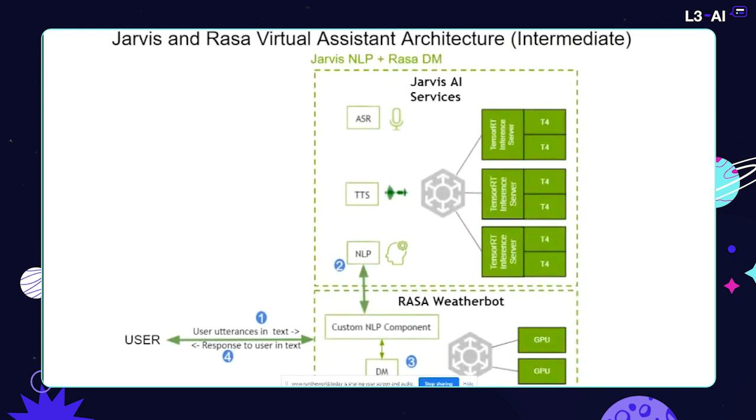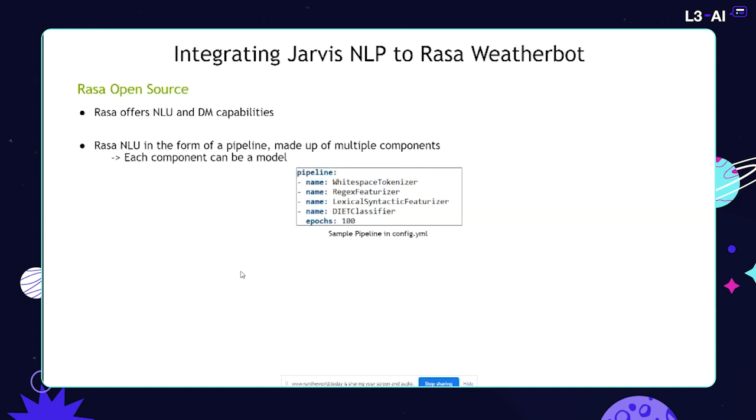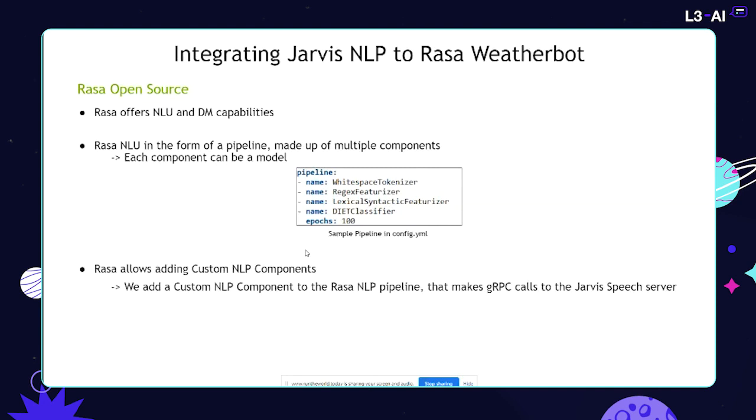Let us understand how exactly we integrate Jarvis NLP with Rasa. Rasa offers both NLU and dialogue management capabilities. Rasa NLU is exposed as a pipeline made up of multiple components. A sample Rasa NLU pipeline can be seen here. Rasa allows defining and adding custom NLP components to the Rasa NLU pipeline.